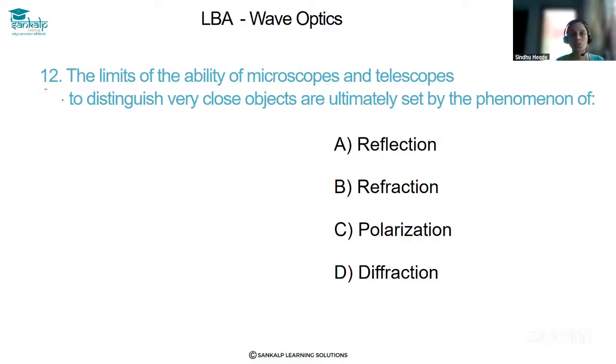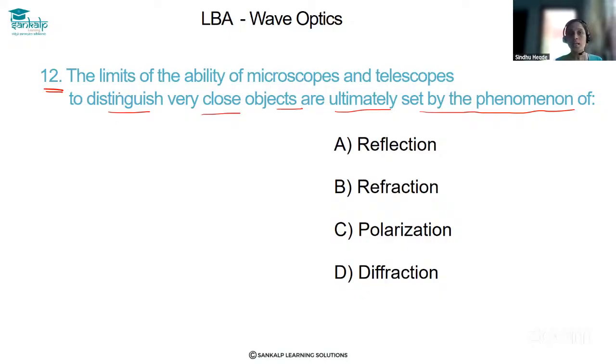Let us see question number 12. The limits of the ability of microscopes and telescopes to distinguish very close objects are ultimately set by the phenomenon of option A reflection, B refraction, C polarization and D diffraction.